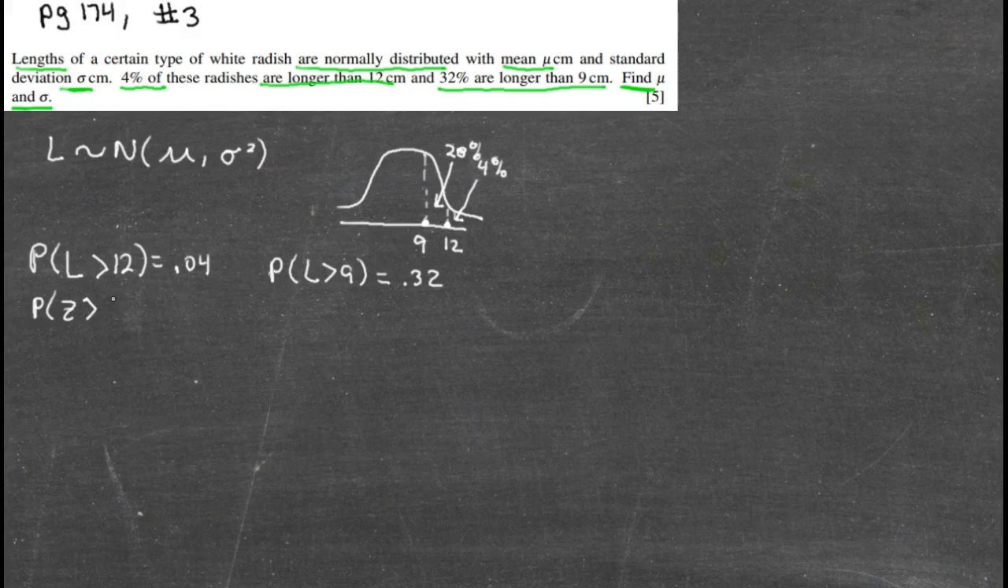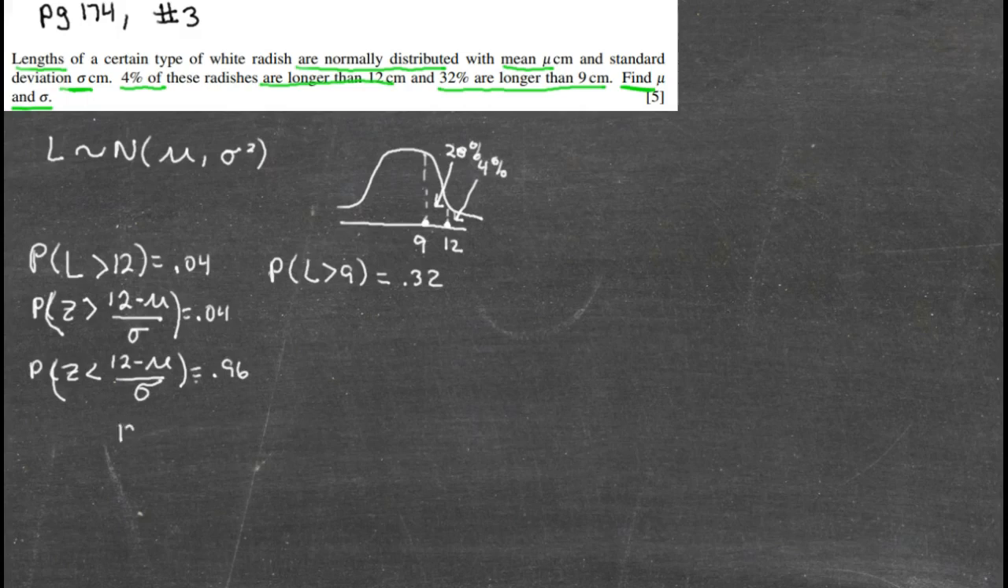Now, we do have to change this into a z-value, so we're using the formula 12 minus mu over the standard deviation, and we know that's going to equal 0.04, because it's the probability. So once we've got that, we can't do greater than 12, so we can do less than 12. And we still know the probability. If the one side is 0.04, then the other side must be 0.96.